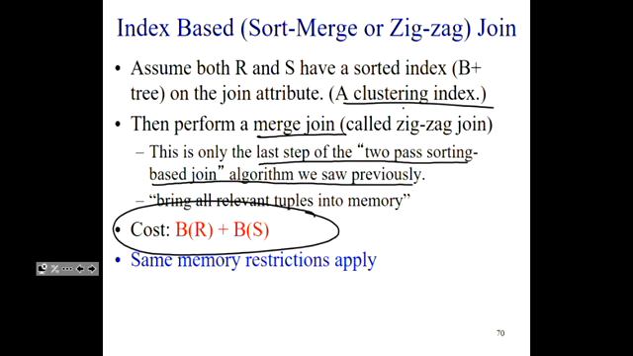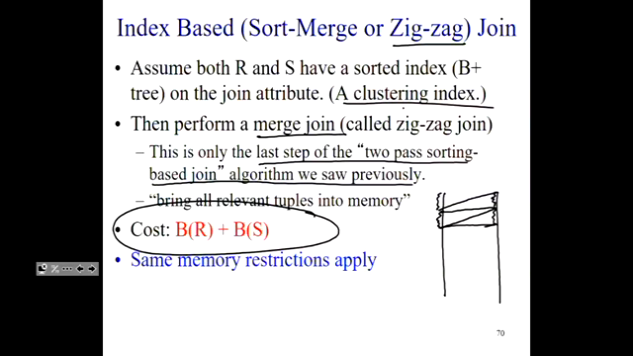Due to the way this algorithm operates, it's also called a zigzag join, because if you think about R and S, you read a little bit of R, then you go and read a little bit of S, and then you go back and read a little bit of R, and then a little bit of S, and so on. That's why it's called a zigzag join, because you keep doing this up until you've computed the join. Questions about this?